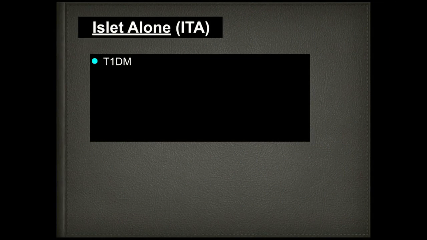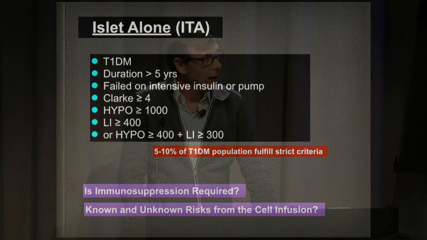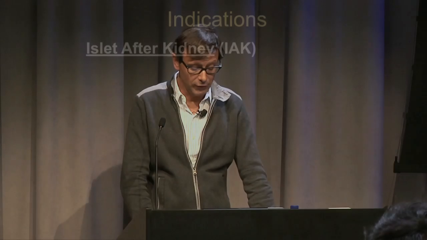So who do we offer an islet transplant to today? We have two real major categories. Those are patients who have an islet transplant alone. In other words, they haven't had a previous transplant. They have to have type 1 diabetes for more than 5 years. They have to fail on all the standard therapies, including insulin pumps if available. And we have various scoring systems, which I won't dwell on, but basically that demonstrate that a patient has severe lows despite their ability to control the glucose as best they can. And about 5 to 10% of the population with type 1 diabetes, at least in Canada, would fulfill these very strict criteria to justify adding immunosuppression and receiving a cell infusion.